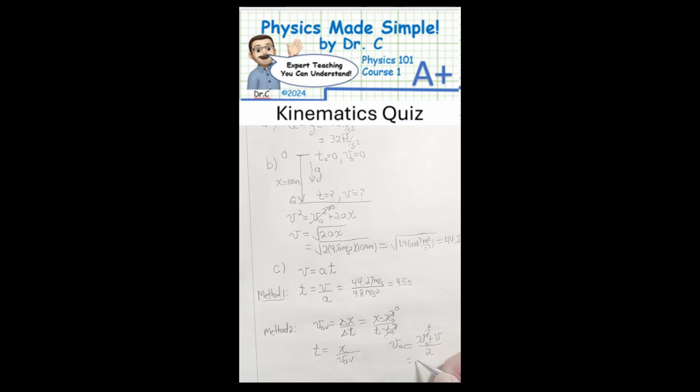This is equal to 44.27 meters per second divided by 2, which is equal to 22.14 meters per second. So v average is that. Let's put that in there. So t is equal to 100 meters, the distance that it falls, divided by 22.14 meters per second. And that's equal to 4.5 seconds. So you get the same answer as up above, just a different way.